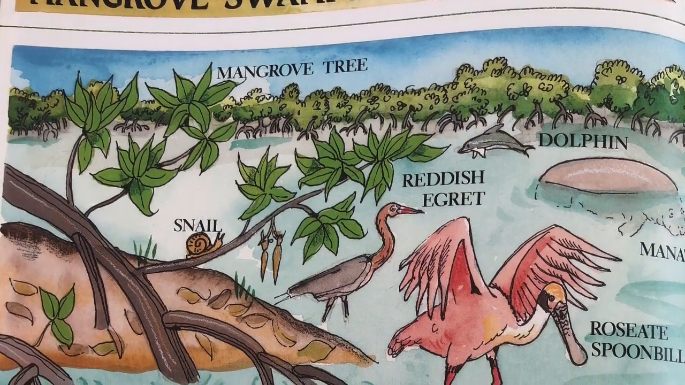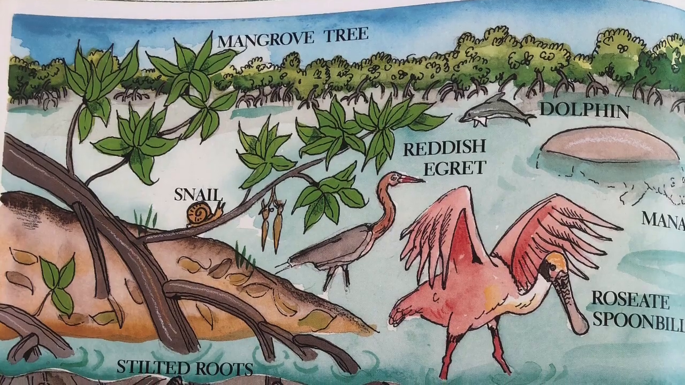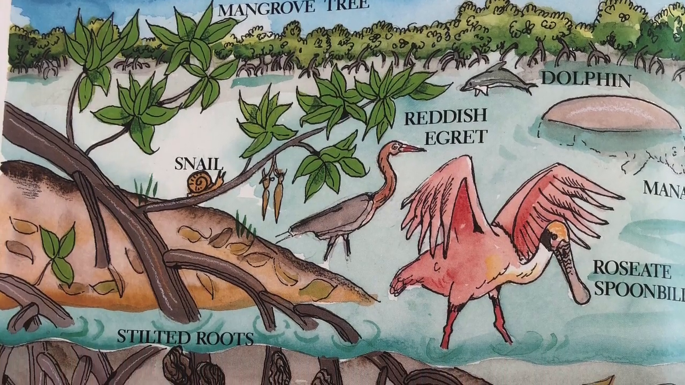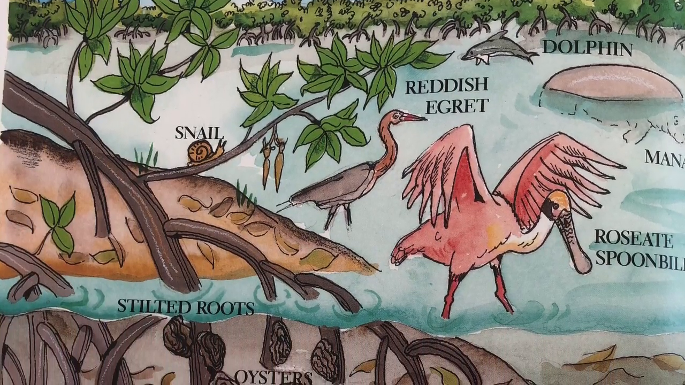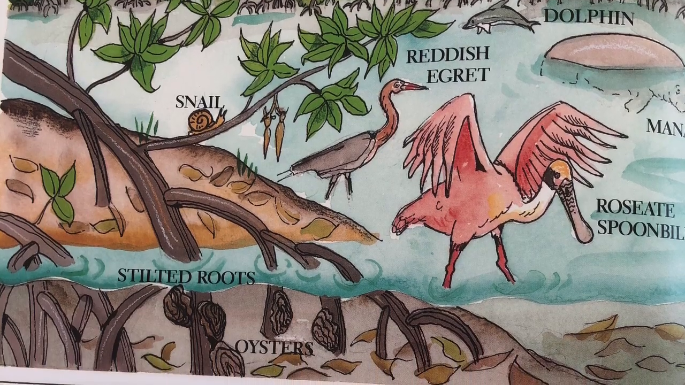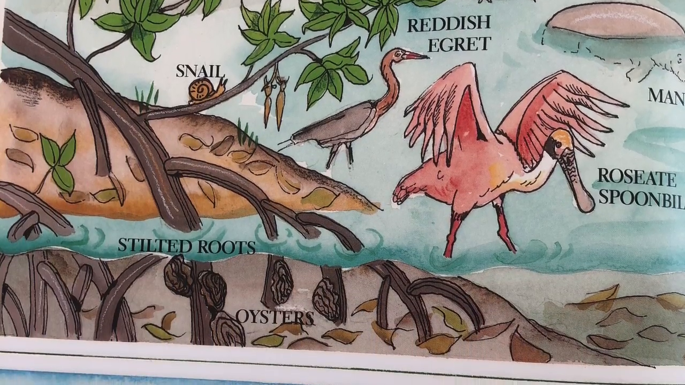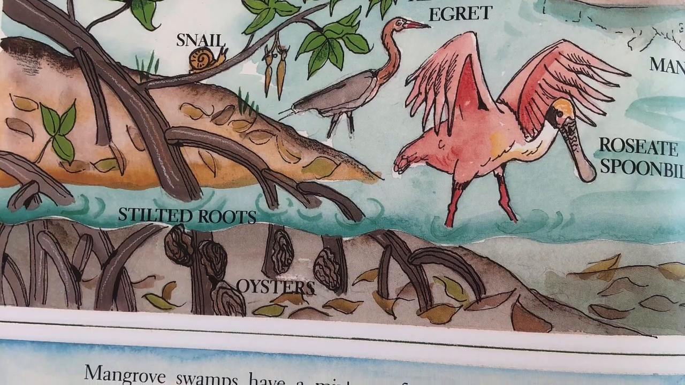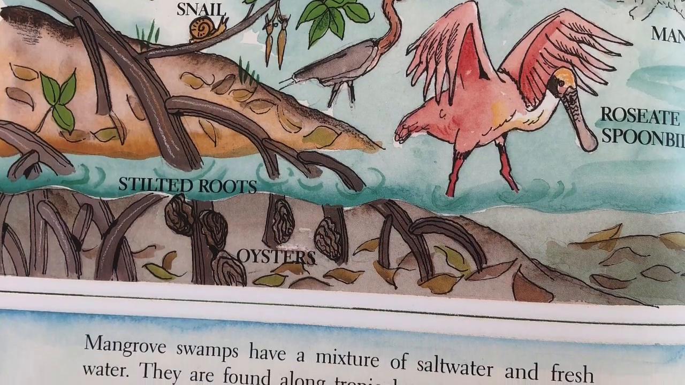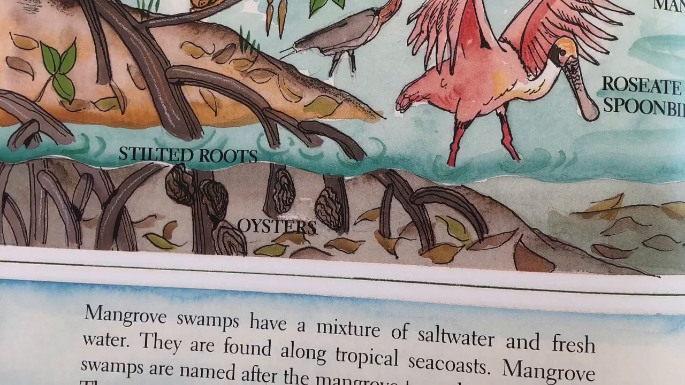Mangrove swamps. Mangrove swamps have a mixture of salt water and fresh water. They are found along tropical seacoasts. Mangrove swamps are named after the mangrove trees that grow there. These trees stand above the water on roots that look like stilts.